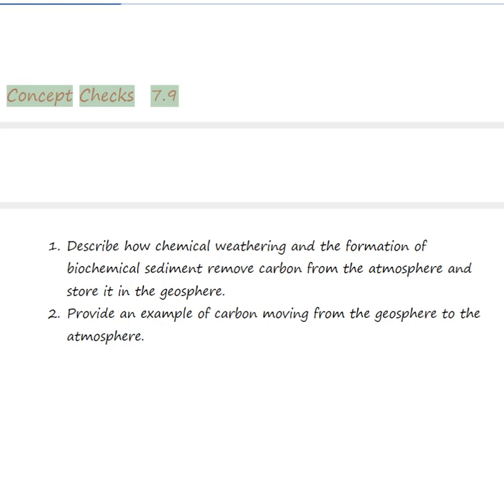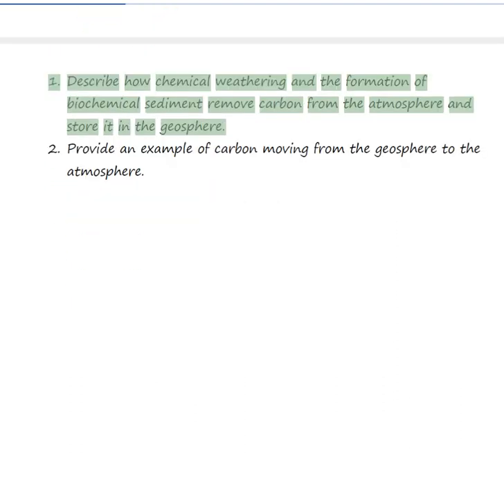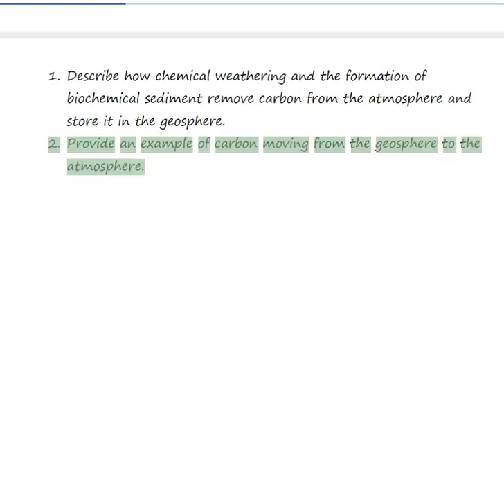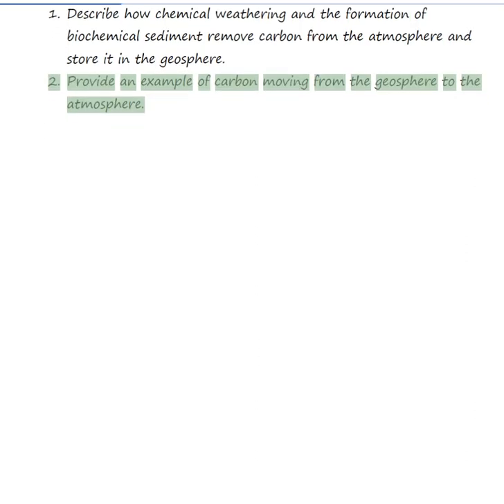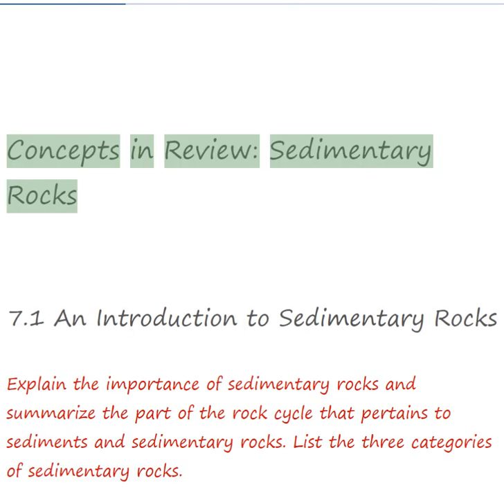Concept checks 7.9. 1. Describe how chemical weathering and the formation of biochemical sediment remove carbon from the atmosphere and store it in the geosphere. 2. Provide an example of carbon moving from the geosphere to the atmosphere. Concepts in review: sedimentary rocks.